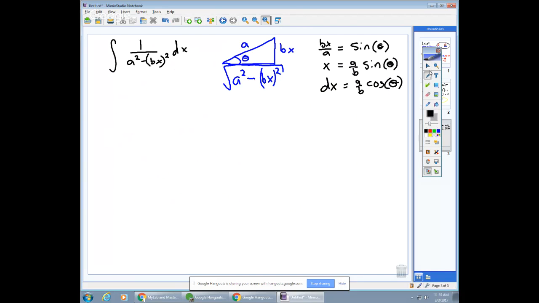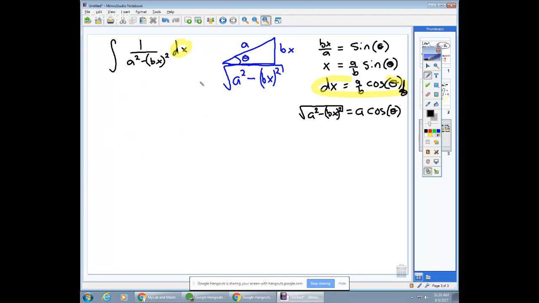So I've got my dx, I really need that here. Oops, I missed my d theta, didn't I? d theta. Then I got to get this guy down here, which is going to be the square root. So first, note that the square root is going to be the cosine over a. So that means the square root of a squared minus bx squared is going to be equal to a times the cosine of theta.